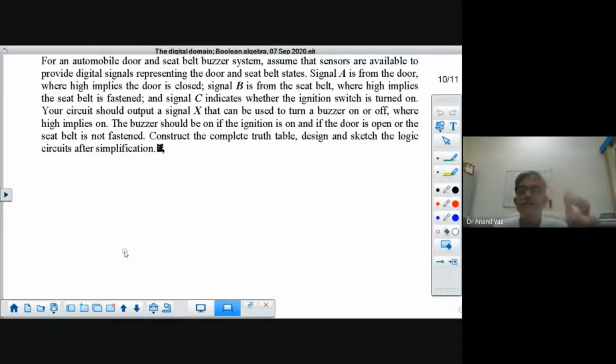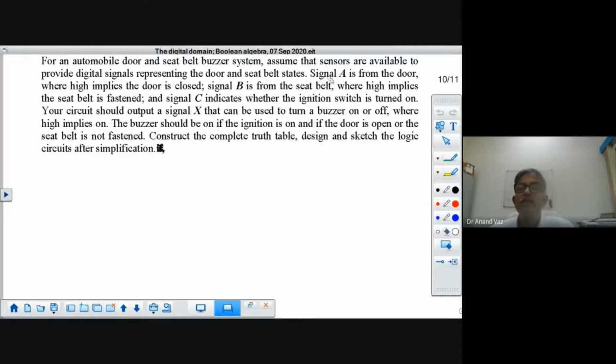You see, we reviewed a lot of Boolean algebra, and of course it's not a lot, but all the same it's important, it's useful. Now let's apply it to a practical problem. Suppose you have an automobile. In that, for an automobile door and seat buzzer system, assume that sensors are available to provide digital signals representing the door and seat belt states.